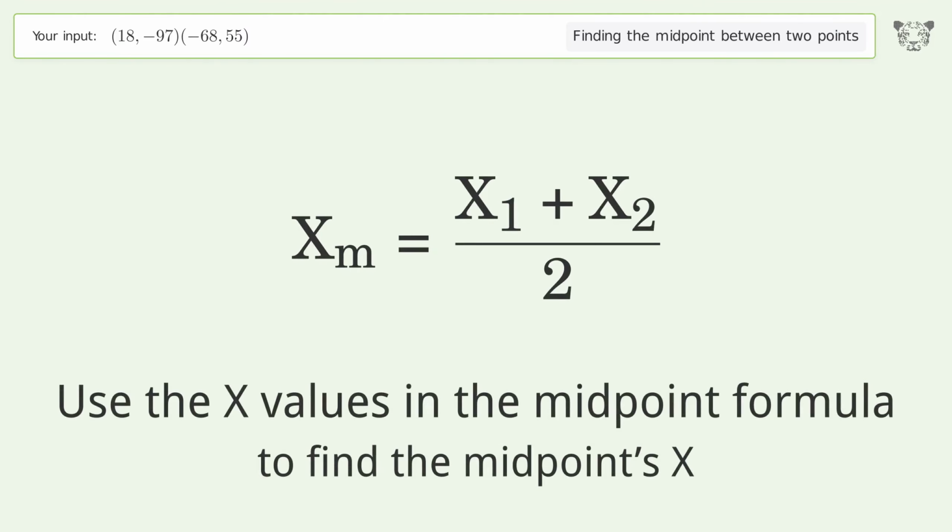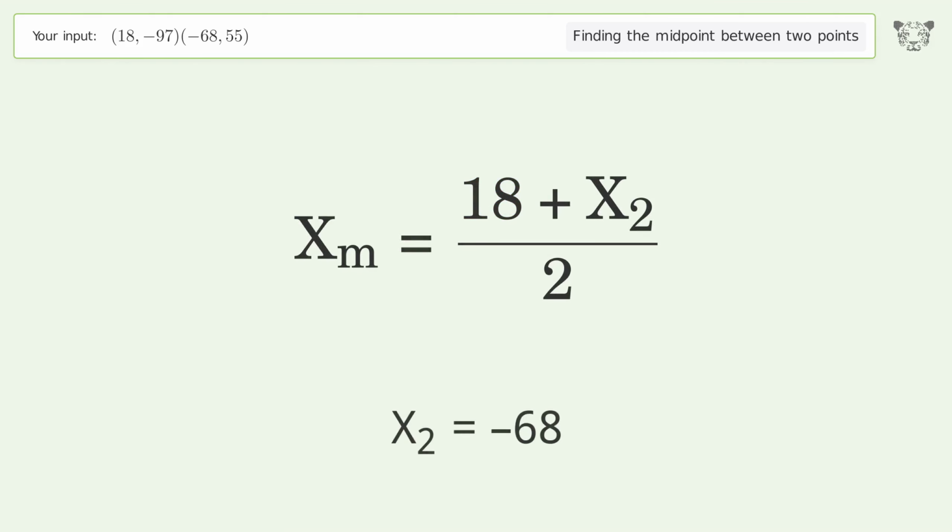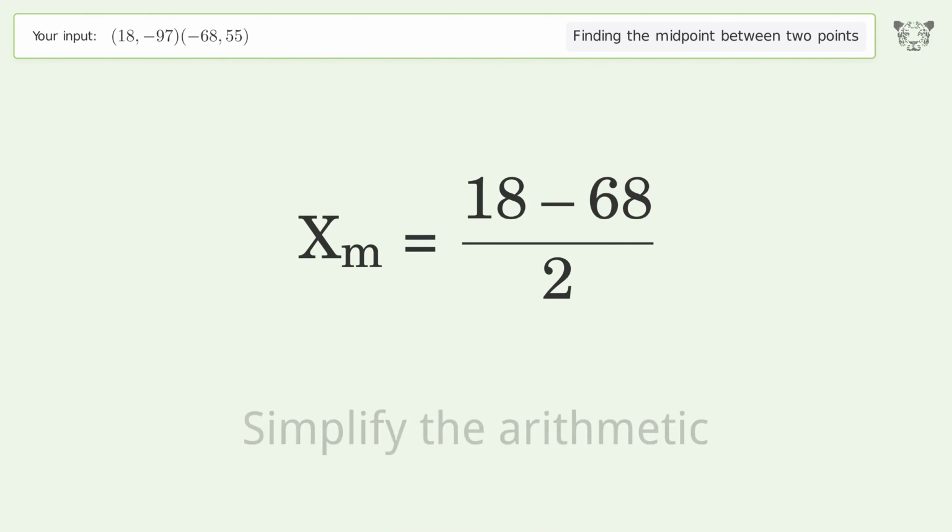Use the x values in the midpoint formula to find the midpoint's x. x1 equals 18. x2 equals -68. Simplify the arithmetic.